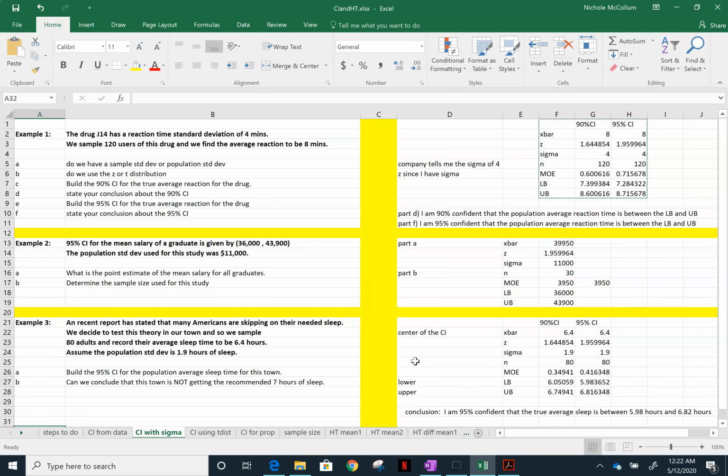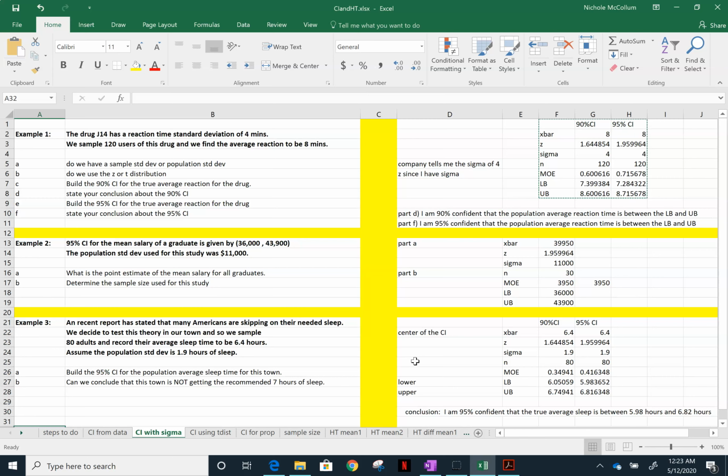What right in example 1, 2, and 3, it was the same answer for each one of them. It didn't say normal. I don't think I said normal anywhere. I didn't say in example 1, drug reaction time was normal. I didn't say in example 2, graduate salaries are normal. And I did not say in example 3, sleep hours are normal. They may be, but how do you know? The answer is you don't care if what?